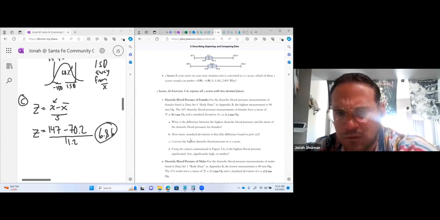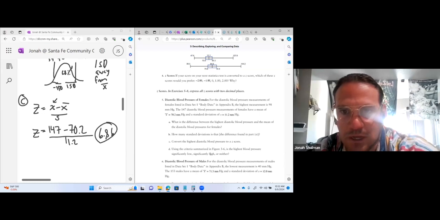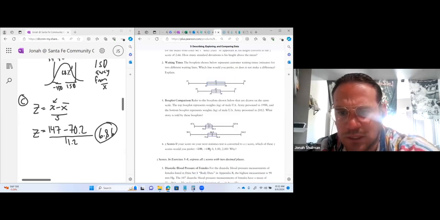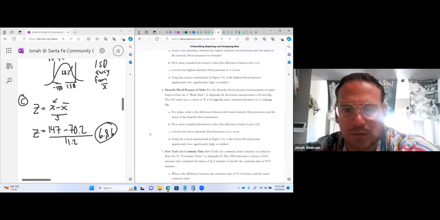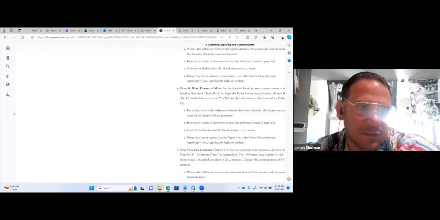And what do you have to do? You have to use the criteria characterized in 3-6. The highest blood pressure is significantly low, significantly high, or neither. So let's go to 3-6 to just double check everything. I always like double checking this stuff just to make sure it's clear. So we got a 6.86. Let's see what that number actually means for us.